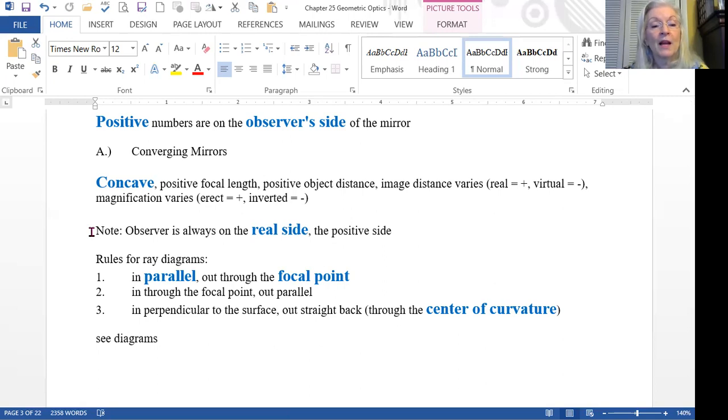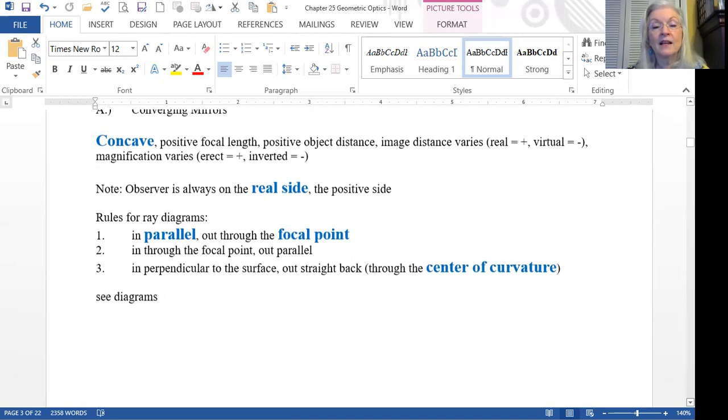So rules for my ray diagrams will be that any ray that comes in parallel to that central axis is going to go out through the focal point. It'll hit our mirror, bounce off, and come out through the focal point. Anything that comes in through our focal point will hit the mirror and bounce out parallel to that central axis. And anything that hits at 90 degrees or perpendicular to the surface is going to bounce straight back and come through what is called the center of curvature. And we will have some diagrams. We'll practice these in class and in lab.